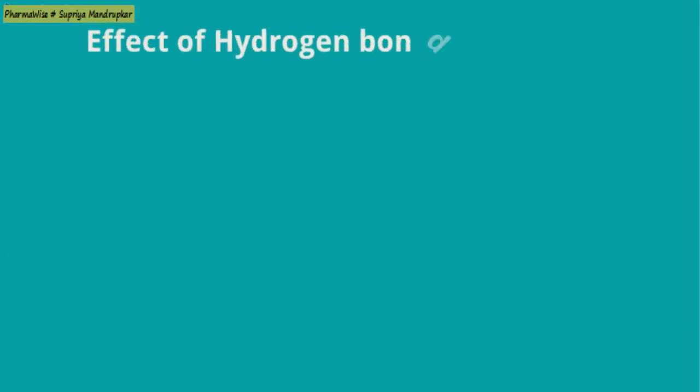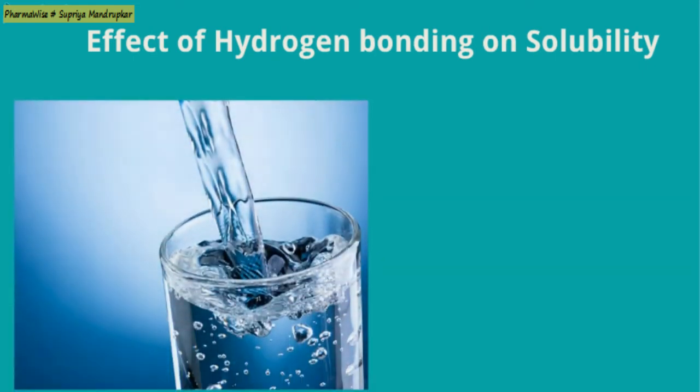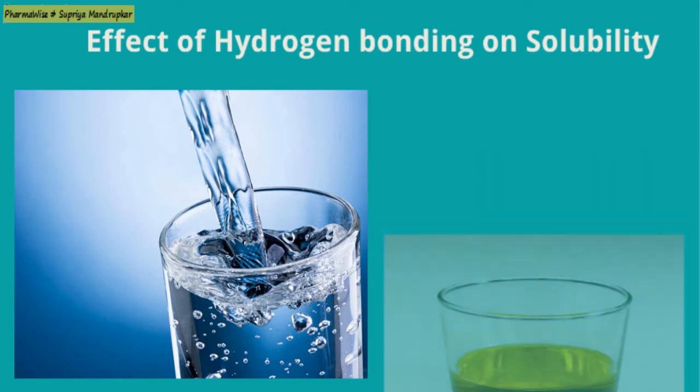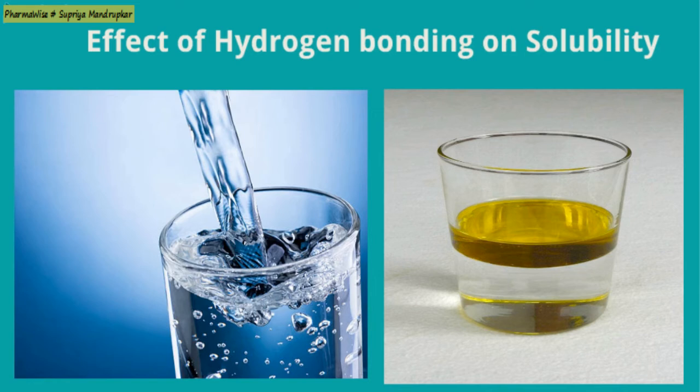Now the effect on water solubility. A hydrogen bonded substance is usually soluble in another hydrogen bonded substance. For example, alcohols are soluble in water, but alkanes are not. This is because a non-polar alkane molecule cannot break into the hydrogen bonded sequence in water. It cannot replace the hydrogen bonds that would have to be broken to let it in.